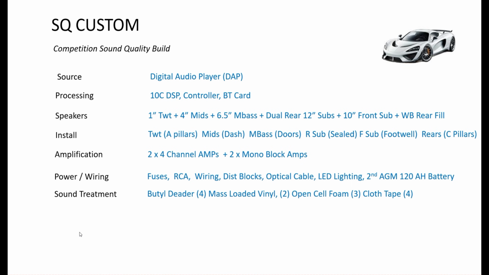What else am I going to want? Sound treatment. Sound treatment is super important when it comes to stopping all the road noise and rattles and buzzes that steal the detail away from my system.